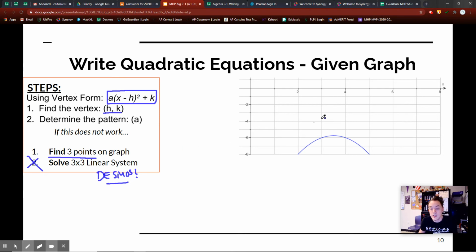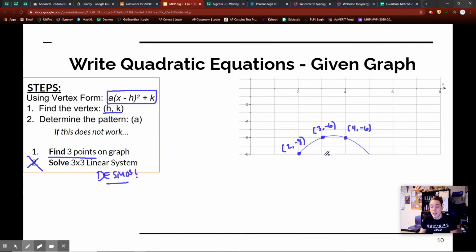So let's find 3 points on the graph here. Well, I find one right here. That point appears to be 3 comma negative 6. I find 1 point right here. That appears to be 4 comma negative 6. Okay. And then let's just choose this one down here. So this point is 2 comma negative 8. All right. Let's just choose those.